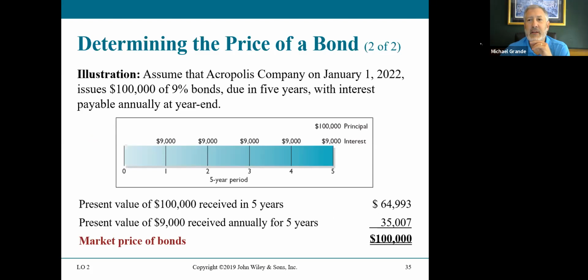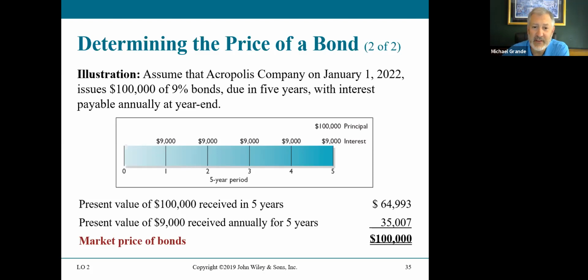Assume that Acropolis Company on January 1, 2022 issues $100,000 of 9% bonds due in 5 years with interest payable annually at year end. They're telling you present value, what that's worth right now. Because let's face it, that $100,000 is going to come back 5 years from now. What is it worth right now? Depends what the interest rate is. So it's present value of the $100,000 in 5 years. They're telling you it's $64,993.